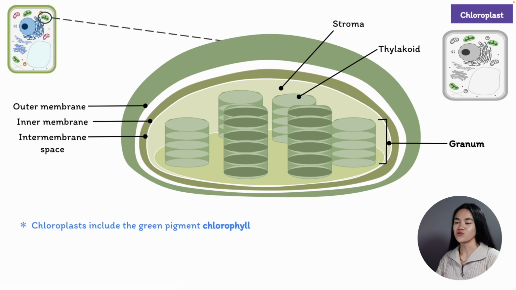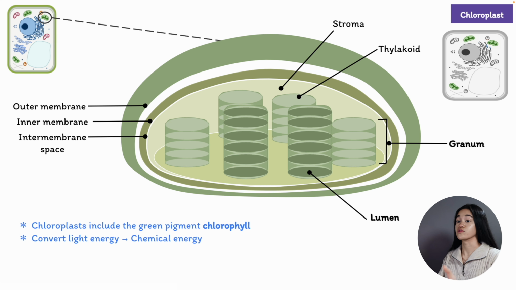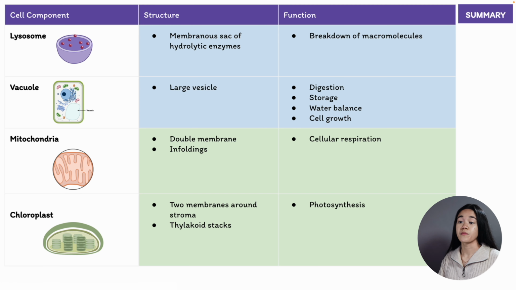And the stroma is the fluid that surrounds the thylakoids and includes chloroplast DNA, ribosomes, and a variety of enzymes. And then we have the lumen. So the membranes of the chloroplasts divide the chloroplast space into three compartments. We have the intermembrane space, the stroma, and the thylakoid space. And this organization allows the chloroplast to convert light energy to chemical energy during photosynthesis. So here's a quick summary of the structure and function of mitochondria and chloroplasts: cellular respiration and photosynthesis. Okay, let's move on to the next organelle, peroxisomes.